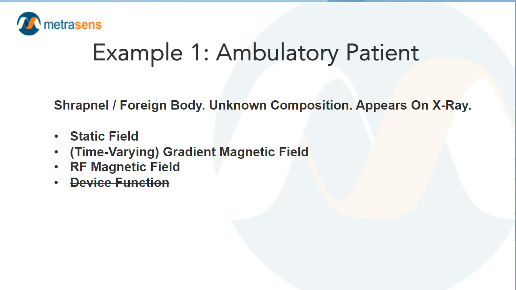So our 3 buckets plus function, 3 buckets of static field, time-varying gradients, and RF, in each of those 3, in my opinion, the risk is very low. Now, if the BB was deformed and had sharp edges or something, that's a different set of conditions, but just based on a spherical intact BB inside the muscle in the forearm, in my opinion, the risks associated with that are very, very low. And I would probably be in the go ahead and scan them camp if we were asking me about that.